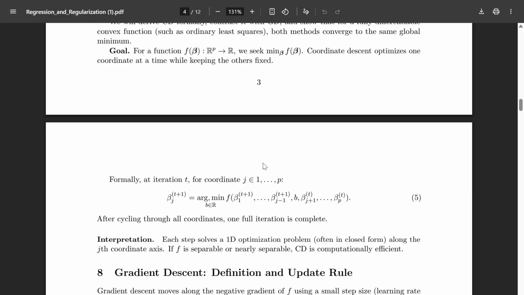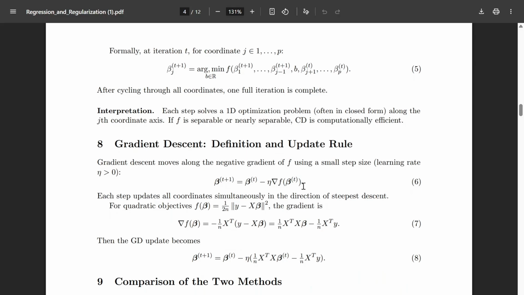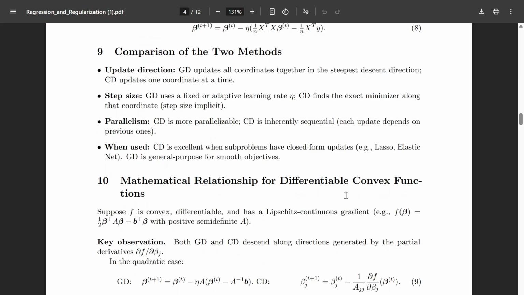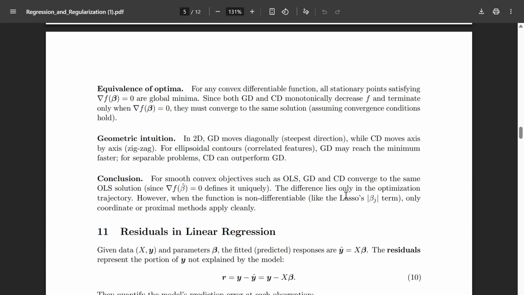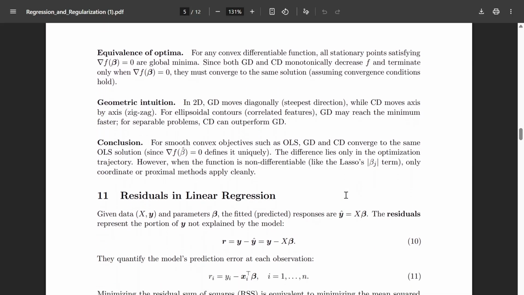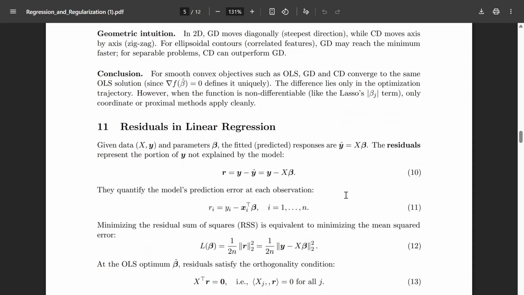So in coordinate descent, because you are converting the problem to a single variable problem, you can always find a closed form solution. And we'll see how we actually find the closed form solution in the case of coordinate descent. Now the thing is, how do we do coordinate descent? And for that we need to know an important concept called residuals.